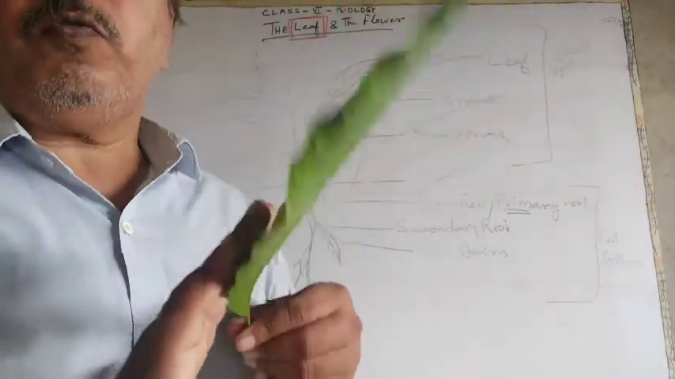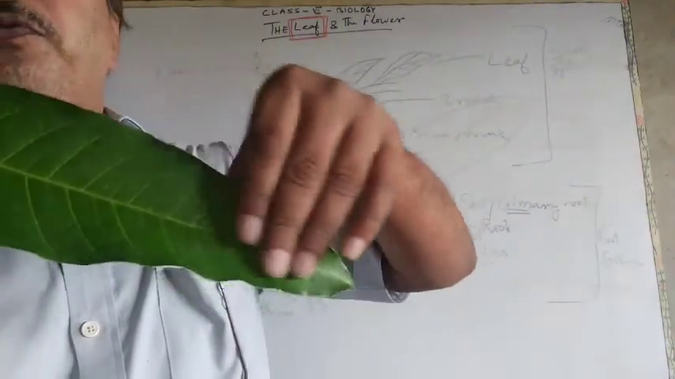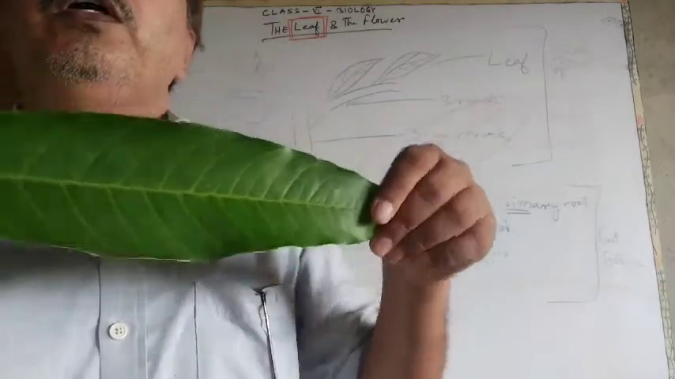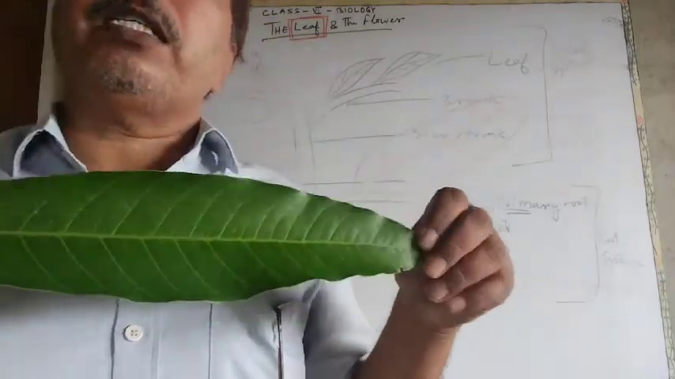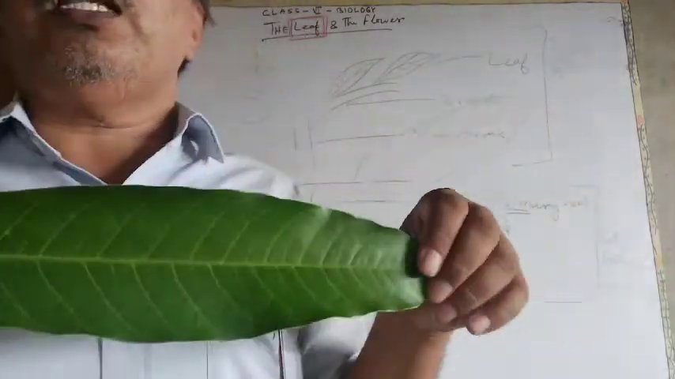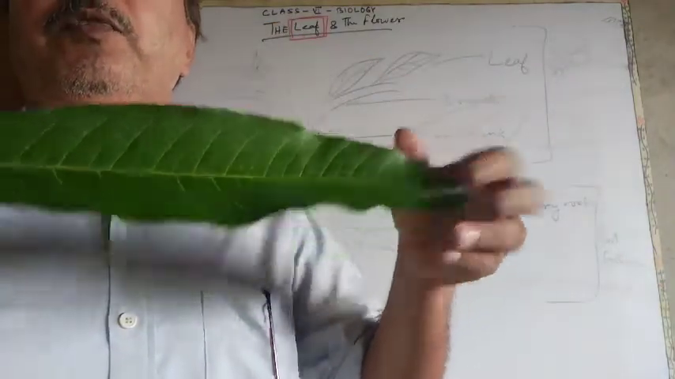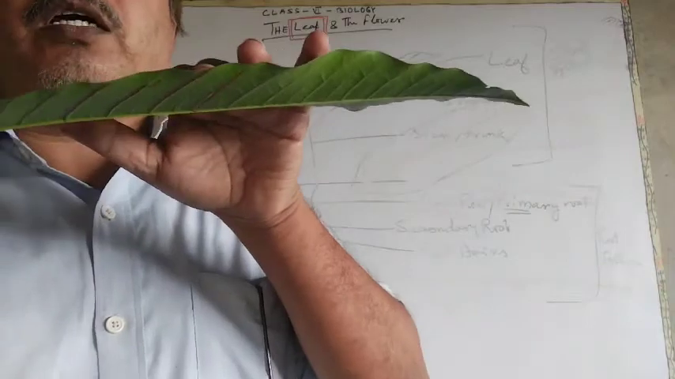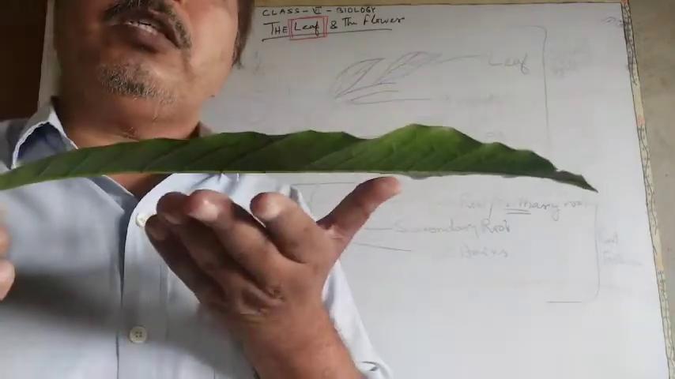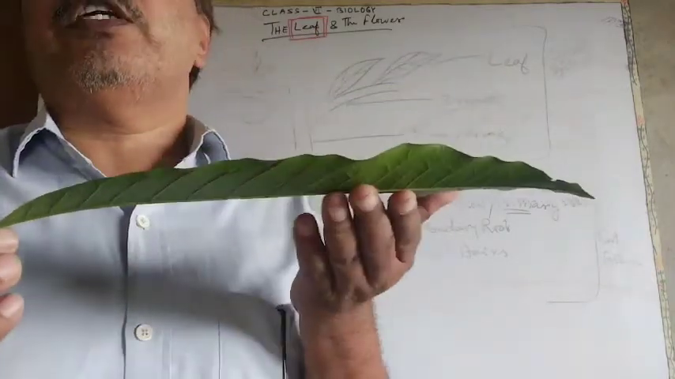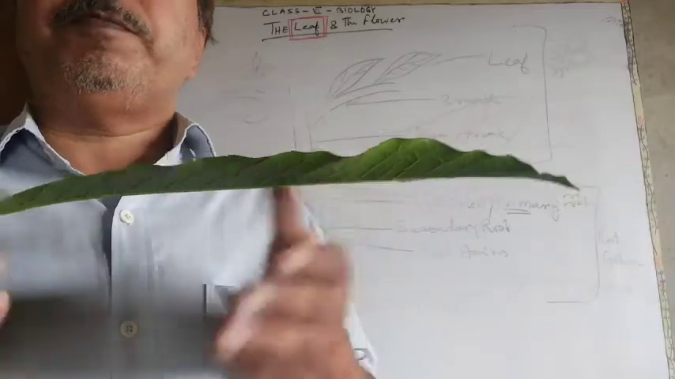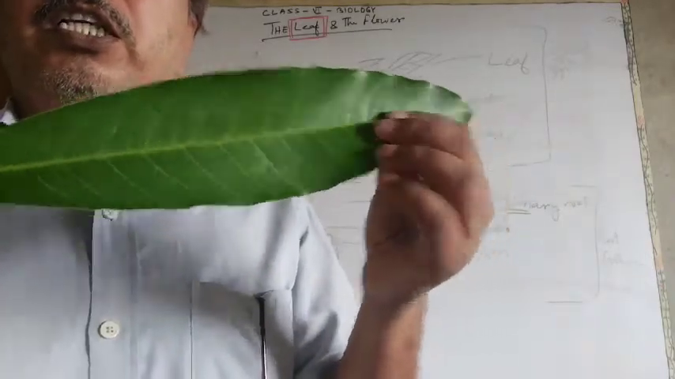And this full flat portion of the leaf, on which these different parts are arranged, is known as the lamina. Clear? So this is the lamina of the leaf. This is the upper lamina or upper surface. This is the lower lamina or lower surface of the leaf, right? So these are the different parts.